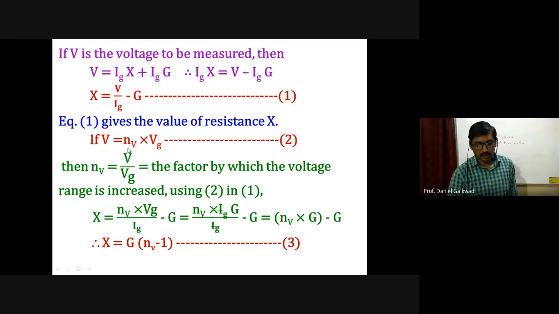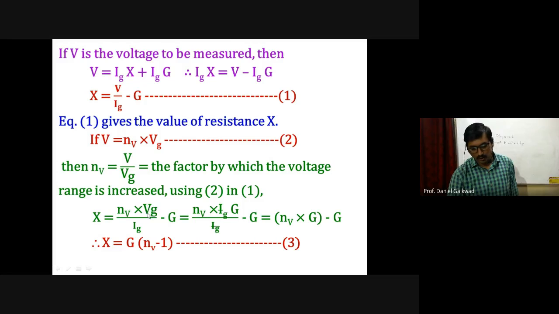Now if we consider V is equal to NV times VG, that is equation 2, and suppose we use it in the first. So this will be NV is equal to V upon VG, the factor by which voltage range is increased. How many times the voltage range we have to increase? So that is the factor NV here. So using 2 in 1, if we use the second equation in the first equation, then what we obtain, X is equal to NV into VG, so V will be replaced by NV into VG, divided by Ig minus G.